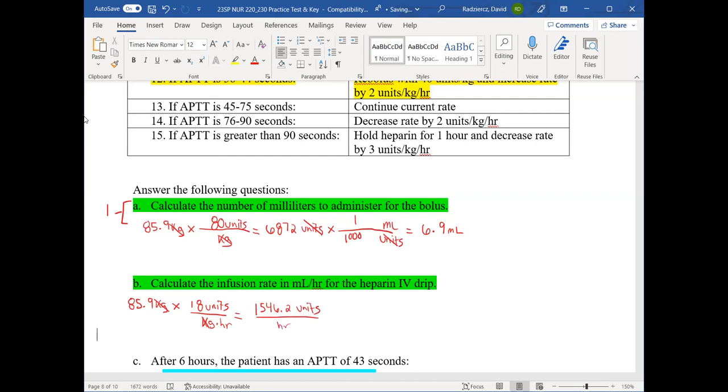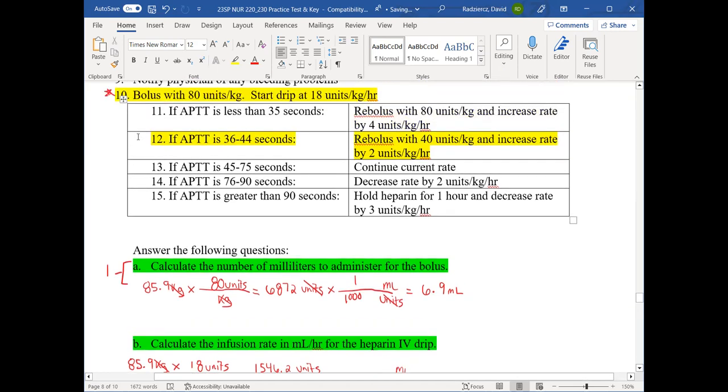Now, again, I don't want units per hour. I do want milliliters per hour. So I need to convert units per hour to milliliters per hour. And this is where question 21 and 22, a few questions above, was helpful, because you've already practiced this.